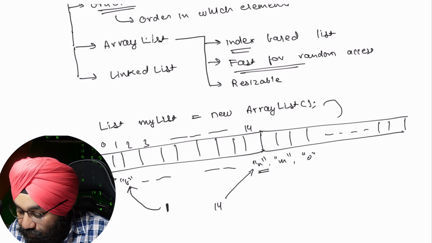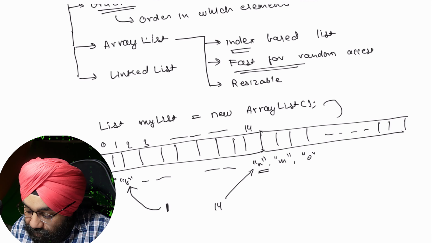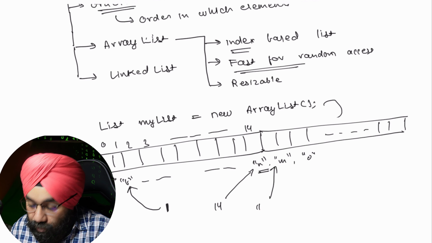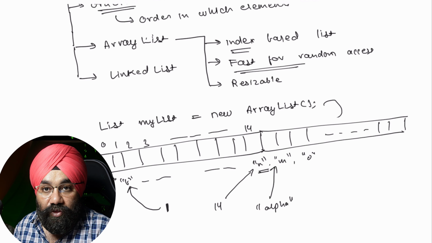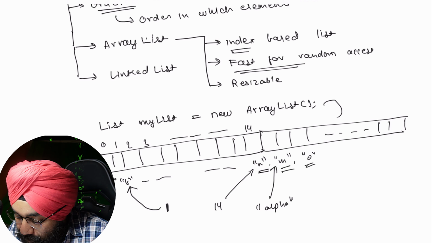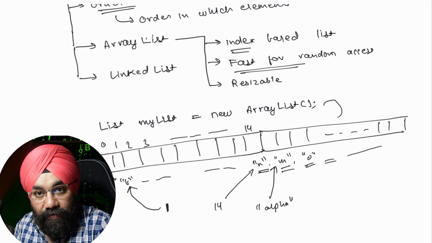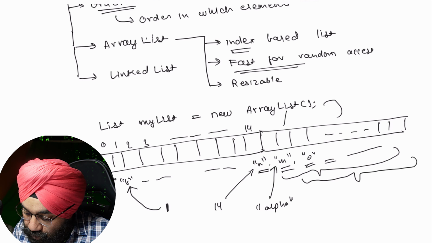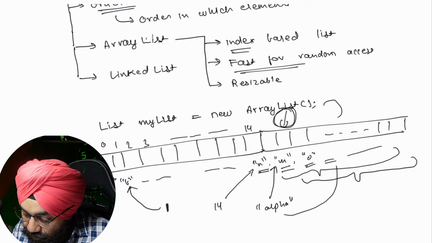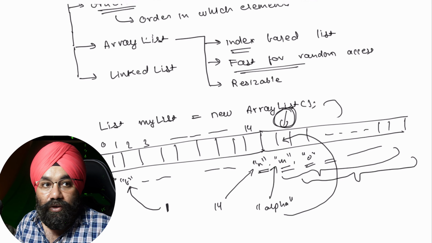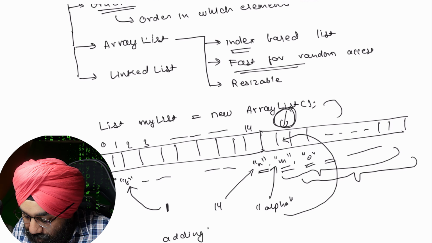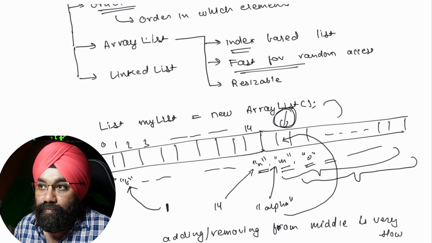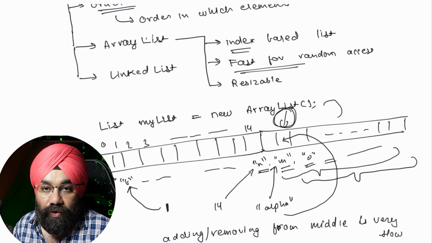Now the disadvantage is, suppose between n and m you want to introduce a new string, say alpha. This means that all the characters m, o, p, whatever are here, will have to shift one position ahead to make this position empty, so that your new element can go inside it. Because of this, adding and removing from the middle is very slow in an array list. You need to remember this point about the array list.